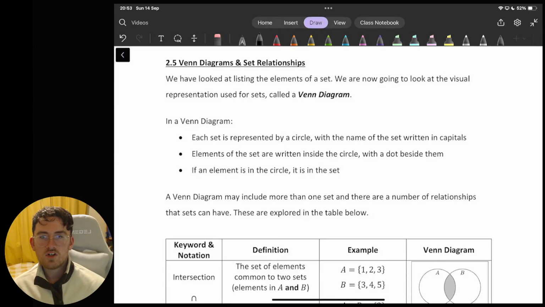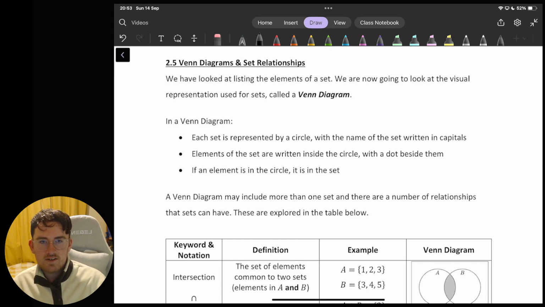Okay, so now that we've looked at all of these things that we found about sets, so how to list a set, the different symbols, the subsets, now we want to look at one of the other representations of a set, which is a diagram, and it's called a Venn diagram, so named after the mathematician who, I suppose, discovered them or popularized them, if you like.